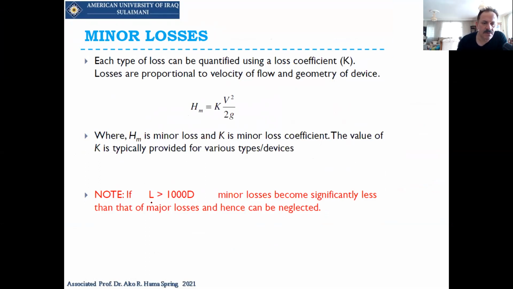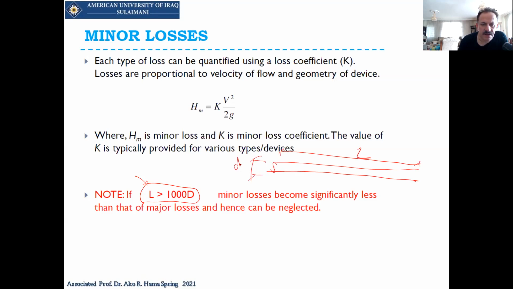When the length of the pipe is greater than 1,000 times the diameter, for example in the network that we have, where L is the length of the pipe and D is the diameter of this pipe, we can neglect the effect of these minor losses. This is a very important thing.